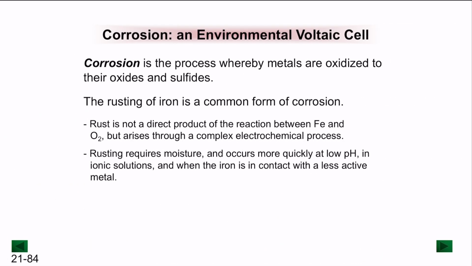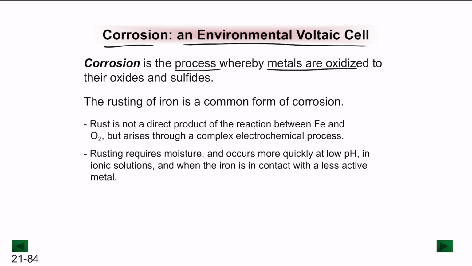Let's talk about the next topic, corrosion. Corrosion is basically an environmental voltaic cell. Corrosion is the process whereby metals are oxidized to their oxides and sulfides. The most common example of this is the rusting of iron, which is a common form of corrosion.